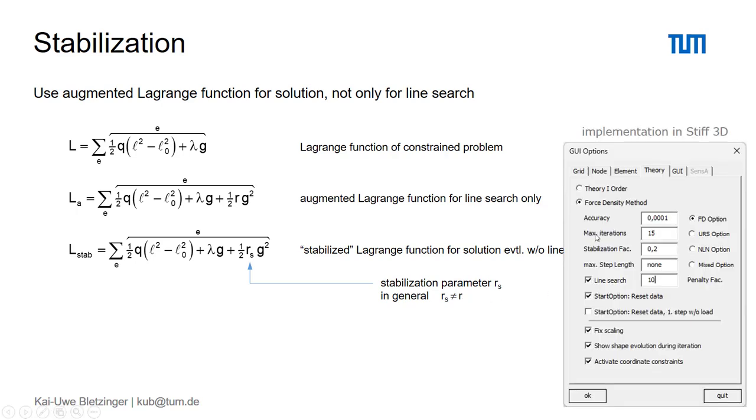And in general, we just take different numbers for the general stabilization and for the line search parameter. Here you see it in the latest version of STIF, that we have two entries with parameters like that. Here we have the stabilization parameter, that's this R sub S for the stabilization of the original problem. And if we allow line search, we have another parameter which we call the penalty factor. That's this one, for using the augmented Lagrange function for line search only.